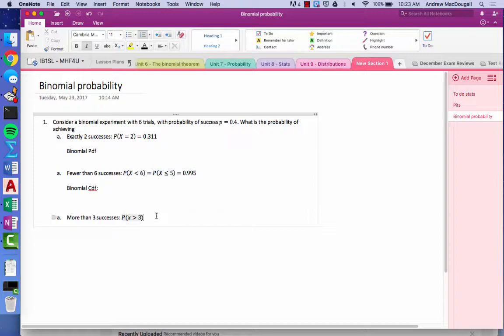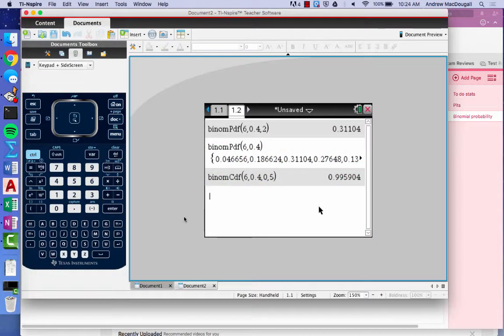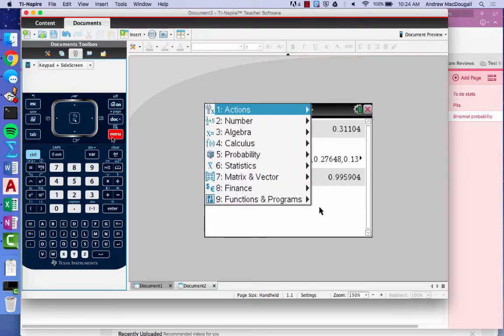Now, the probability of more than 3 successes. Well, again, remember, that is equal to the probability that you have greater than or equal to 4 successes. If you have strictly more than 3, you could have 4 or any more. Again, your calculator has a function for this. It's still binomial CDF.